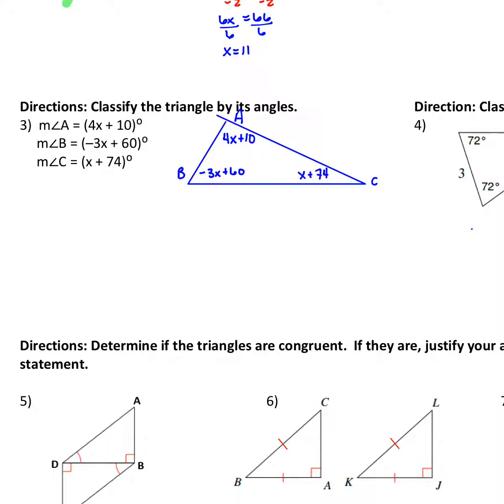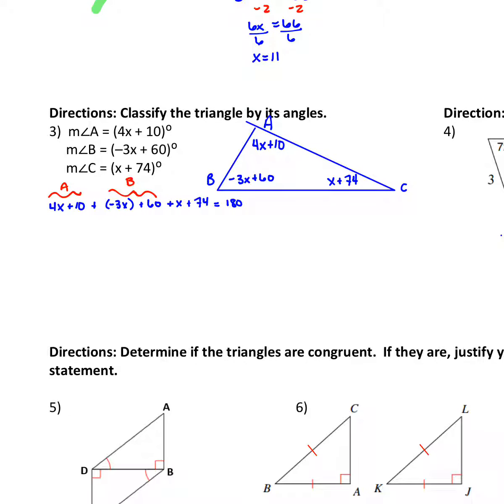What do we know the inside of a triangle adds up to? 180. The inside of a triangle will always add up to 180. So I'm going to add my 3 angles together. So 4x plus 10 plus negative 3x plus 60 plus x plus 74 equals 180. So this was angle A, angle B, and angle C. A plus B plus C is going to create that interior angle.